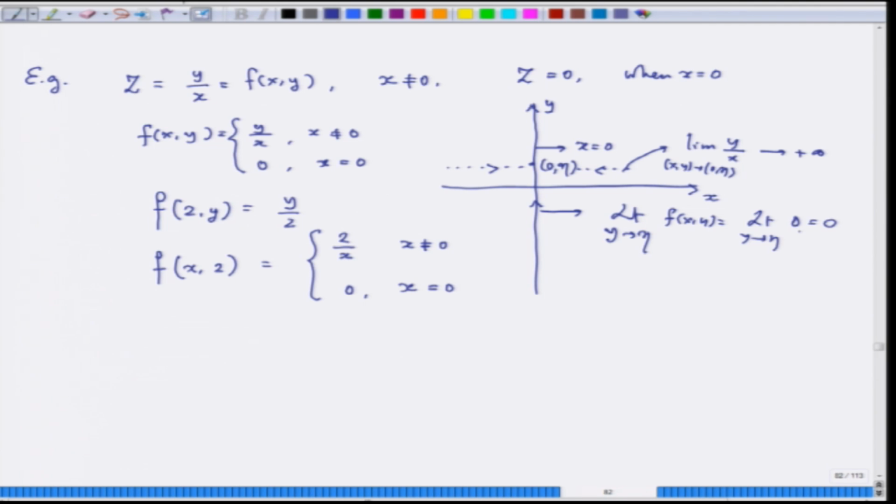So, when you approach through one path, the function value blows up. Through the other approach, along the y axis, the function value gives you 0, the limiting value is 0. So, you see the limit does not really exist at (0, eta). It is true for any point on this line. So, you cannot talk about continuity along this line anymore. So, this function f is discontinuous on the y axis.